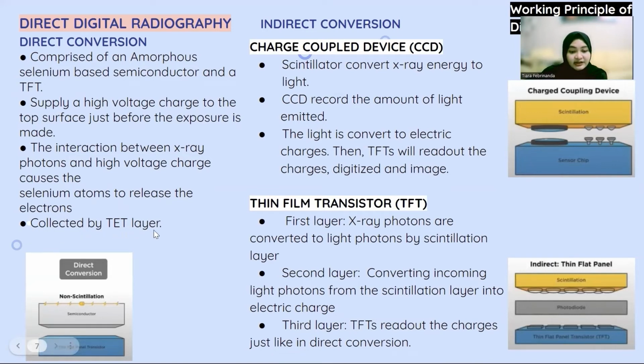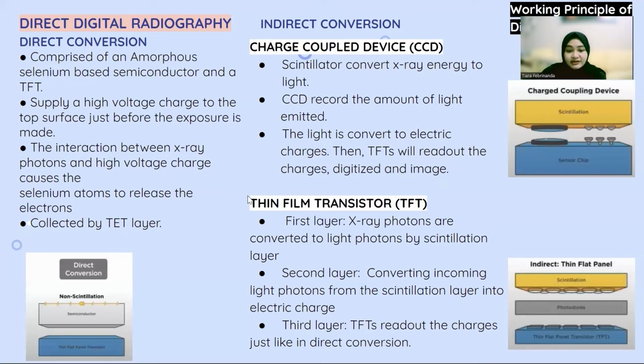The interaction between X-ray photons and the high voltage charge causes the selenium atoms to release electrons, which are then collected by the TFT layer. For the indirect conversion, the first is the charge coupled device (CCD). The scintillator converts X-ray energy to light, and then the CCD records the amount of light emitted, and the next is the light is converted to electric charge. Then the TFTs will read out the charge and digitize an image.